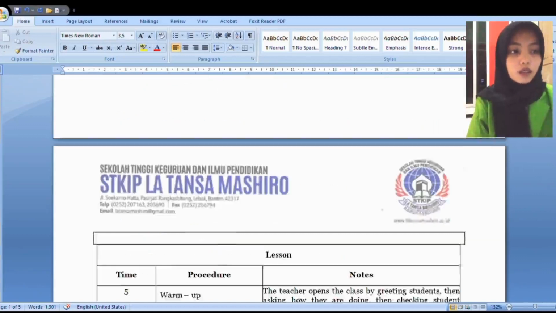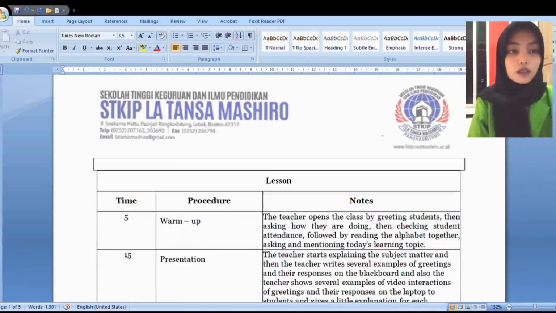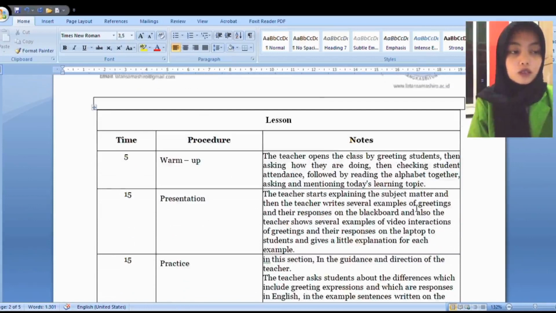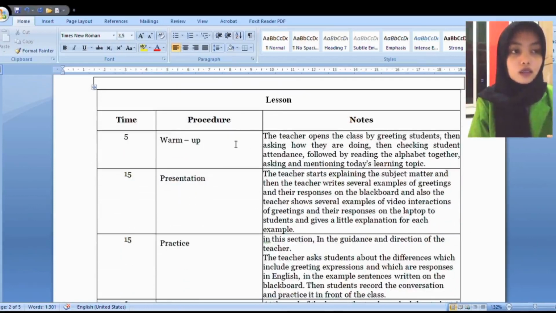Okay, the next lesson. Time 5. Warm up. The teacher opens the class by greeting students, then asking how they are doing, then checking students' attendance by reading the alphabet together, asking and mentioning today's learning topic.